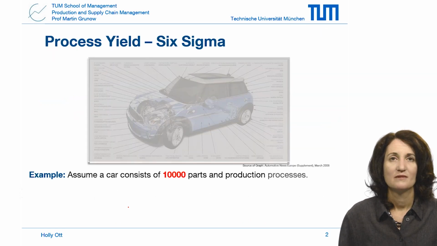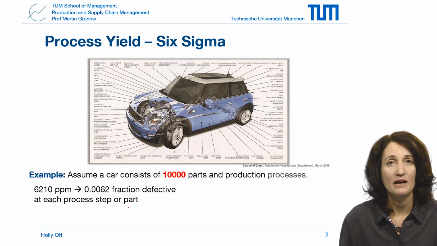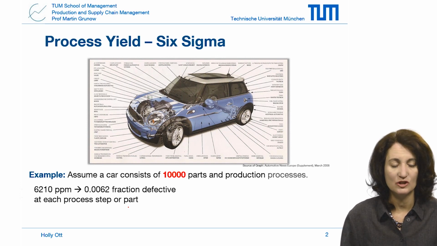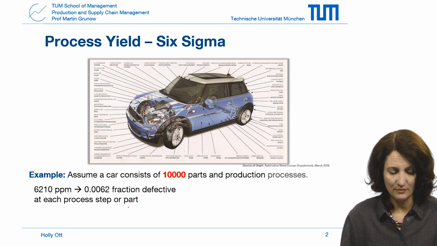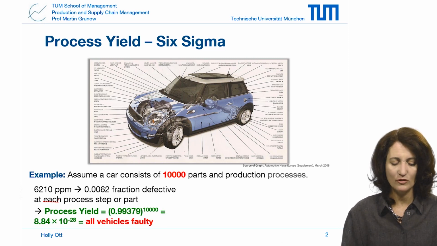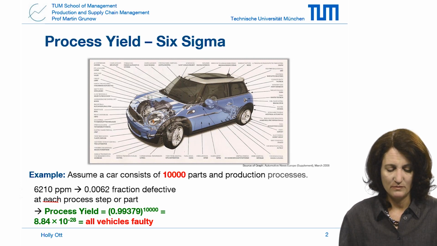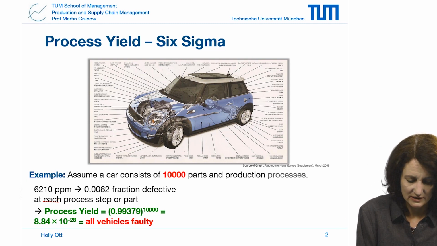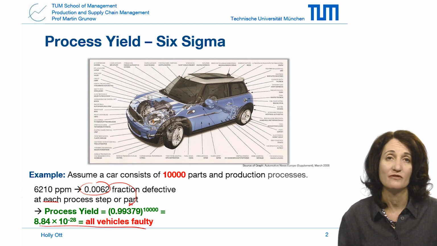Now, we have our car example. If we have a car consisting of 10,000 parts and production processes, and if we have 6,210 parts per million defective for each of those process steps, or for each part, this then means our overall process yield, as we said before, is going to be 0.99379 to the power of 10,000. So again, we took our fraction defective and we converted that then into the 1 minus P, and all of our vehicles will be faulty.